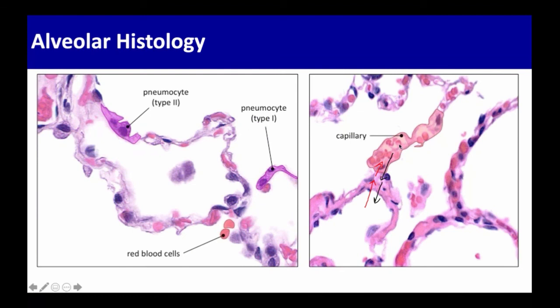Over on the right image, we have a capillary, which is also a simple squamous epithelium. You can see some red blood cells in there. And then I've drawn arrows to show the direction of gas exchange. So oxygen is going to diffuse with the concentration gradient from the inside of the alveolus into the blood, and carbon dioxide is going to take the opposite path. It's also simply powered by concentration.